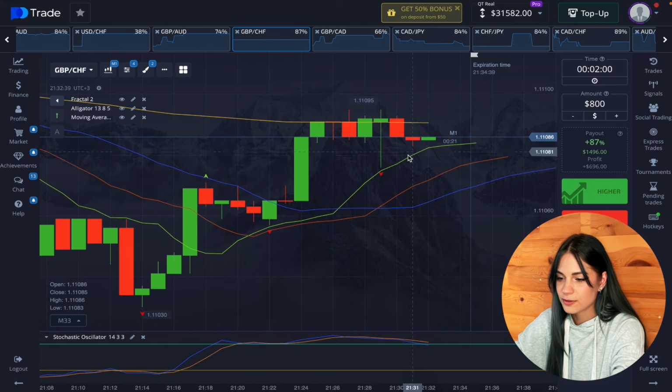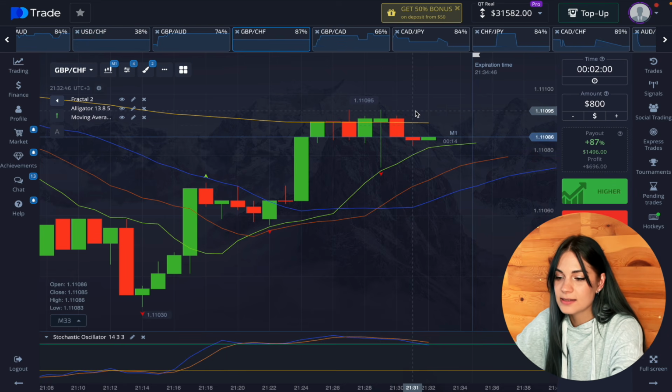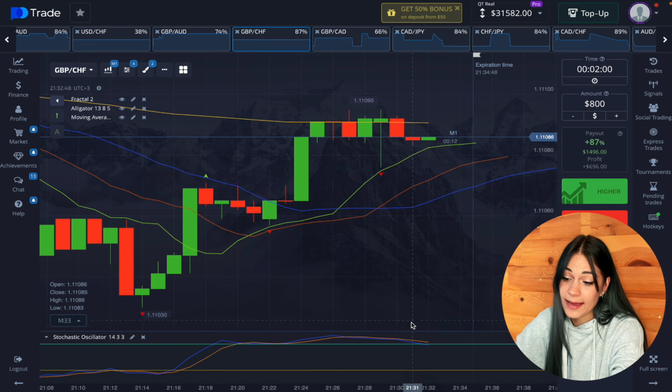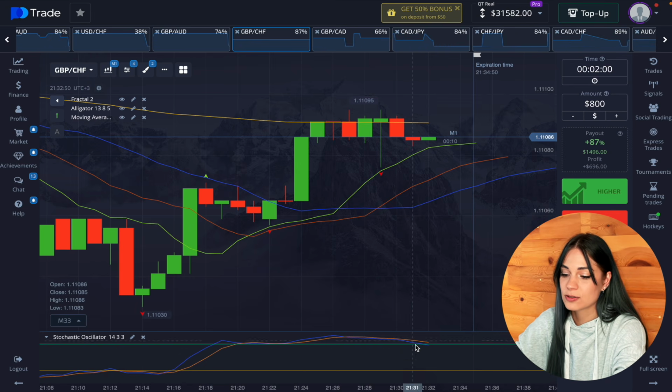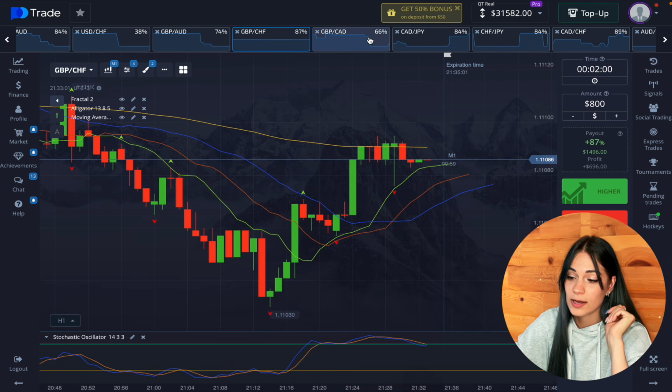Okay, so right here you can see a similar situation. Even though the fractal is giving us the signal, we can see that the price is lower than the EMA, and stochastic is showing us that it's a bad idea, it's going down. That's why we have completely different signals here, and we are going to skip this one.